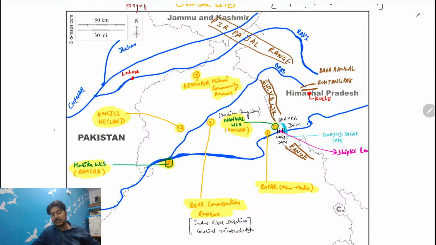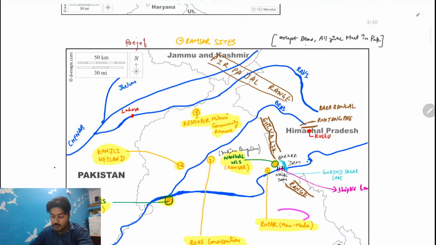In Byas Conservation Reserve we are conserving the dolphins, and we are also conserving the glacial reintroduction. The Indus River dolphin, from the best of my memory, was given the status of national aquatic animal in 2010. So Ropar is the man-made one, and next is the Nalgal Wildlife Sanctuary.